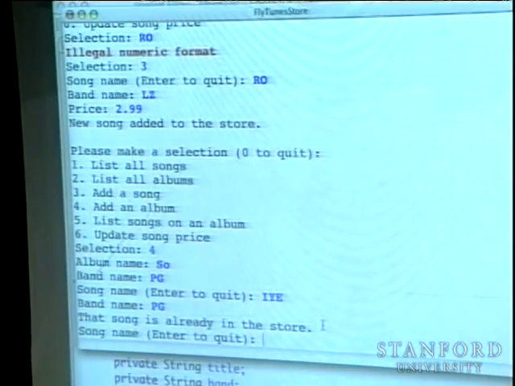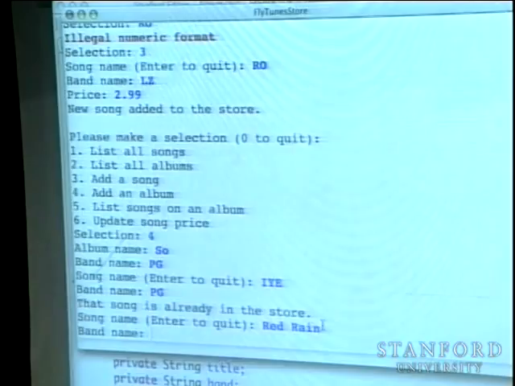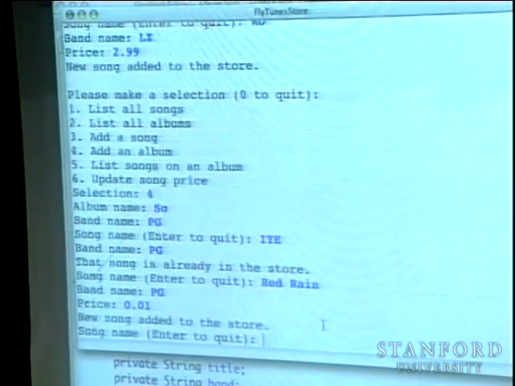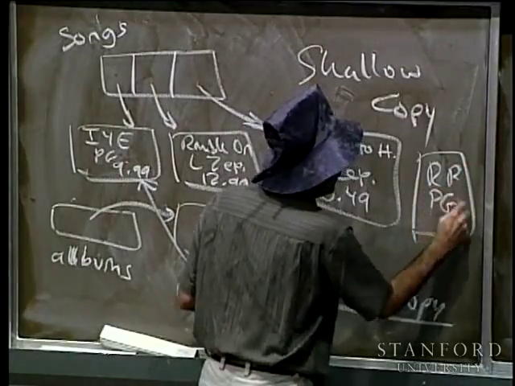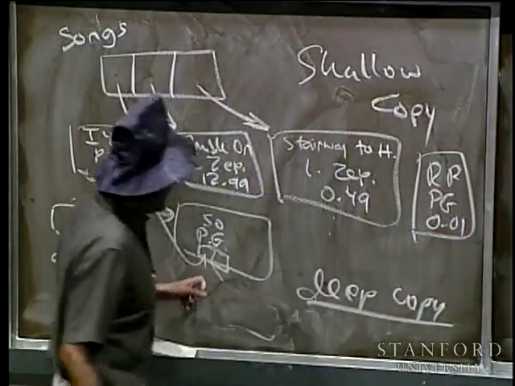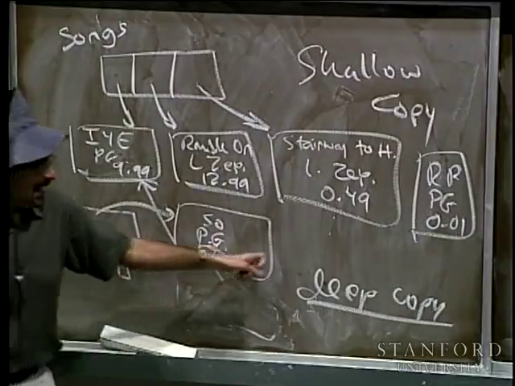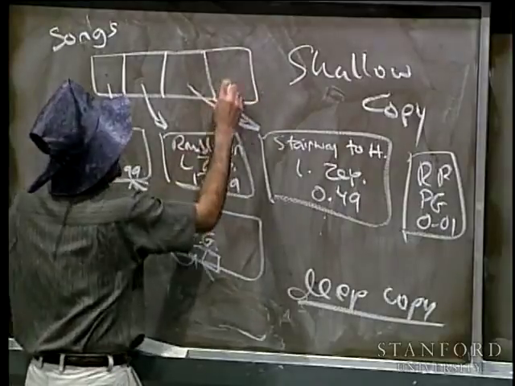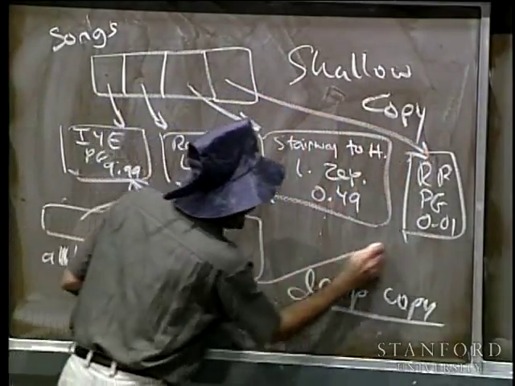And then you could say, well, there's other stuff on there, like there happens to be a tune called Red Rain, which is also by Peter Gabriel, and it's a fine tune, but let's just say it's 1 cent, okay? And it says new song added to the store. What did it do here? It says, hey, you want to have a new song called Red Rain by Peter Gabriel. That song costs 1 cent. You want to add it to your album. Well, if you want to add it to your album, it's also a song that I'm going to sell in the store. So it actually adds it to the store and adds it to the album.